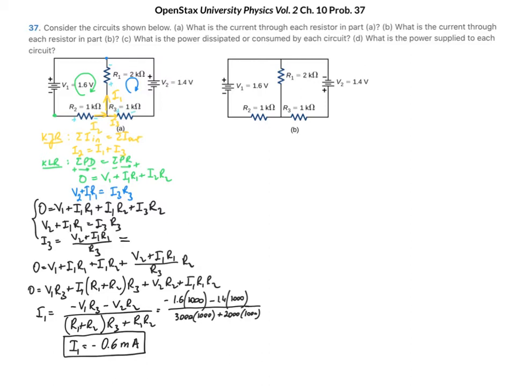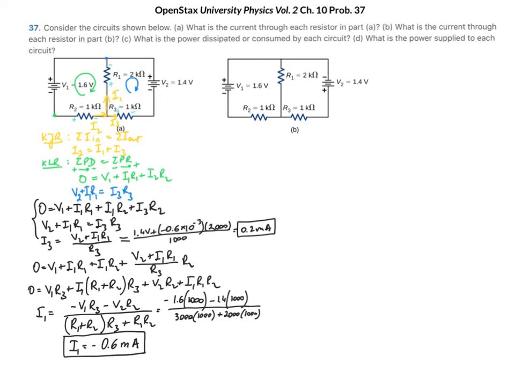So I3 over here is V2, that's 1.4 volts, plus I1, this negative 0.6 milliamps, times R1, which is 2,000, divided by R3, which is 1,000. So we end up with 0.2 milliamps, and thankfully I picked the direction of this current correctly. So I3 is going indeed to the right at that junction.